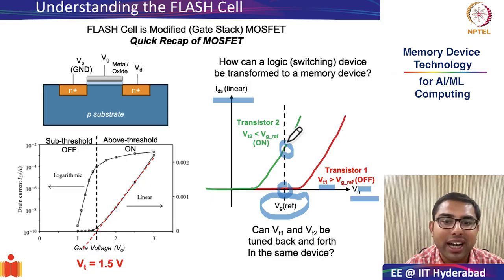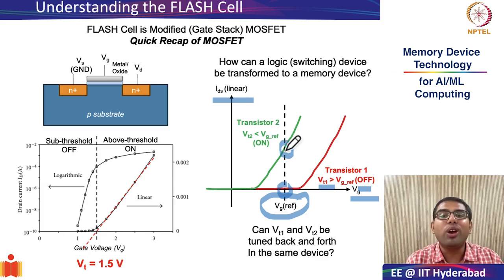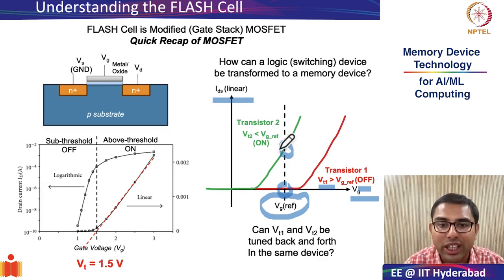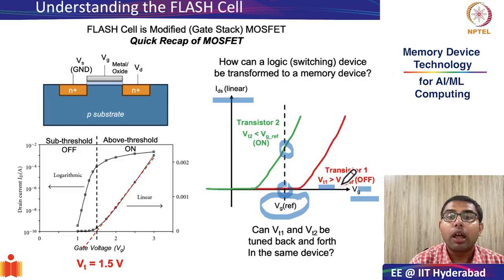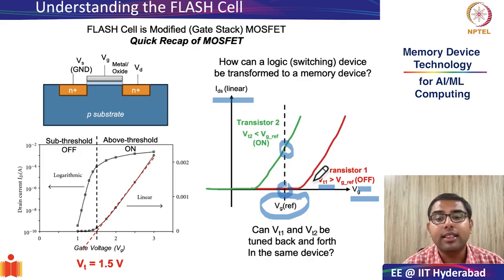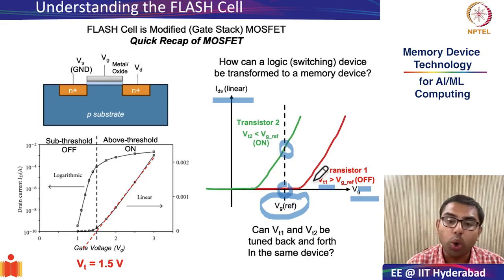Why will this be a memory device? Because when VT2 is less than VG ref, it will behave like a low resistance state because current is flowing through it. However, when VT1 is greater than VG ref, it will behave like the red curve and it will be in the off state. So let us try to understand how we can design a device which can have tunability of threshold voltage.